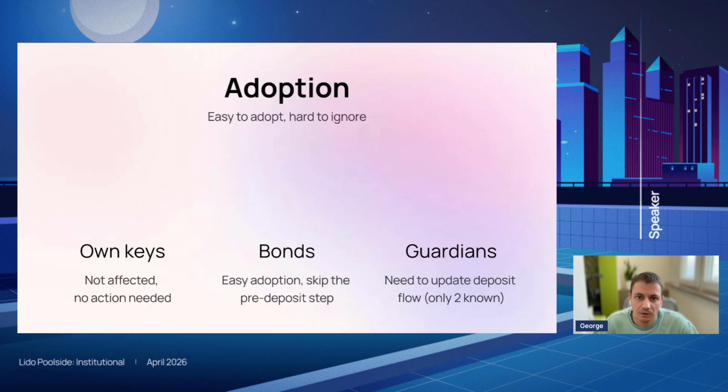Pre-registration is fully opt-in. For stakers who control their own keys, nothing changes. They just don't have this problem at all. For bond-based protocols, the path is easy. They replace the pre-deposit with a pre-registration call. They get a stronger guarantee, no capital locked, and no double key.